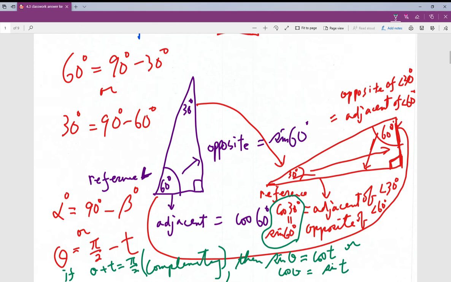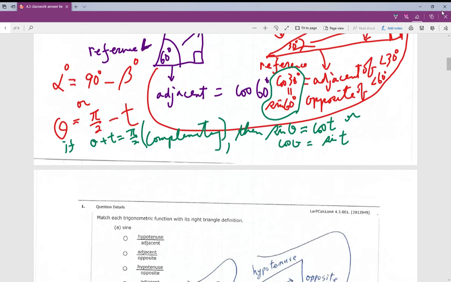Okay, but right now we would like to write this down as a formula. How do we write it down? Pay attention here. If you decide to use theta or t, you can solve for theta or t in terms of the other, right? So right now I would like to use this one: theta equals pi over 2 minus t. So you change theta to pi over 2 minus t.